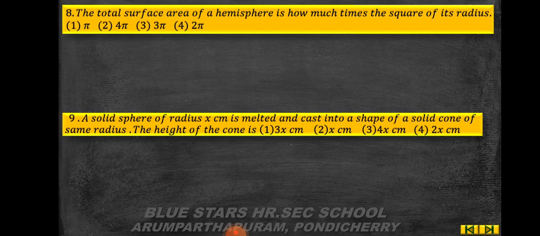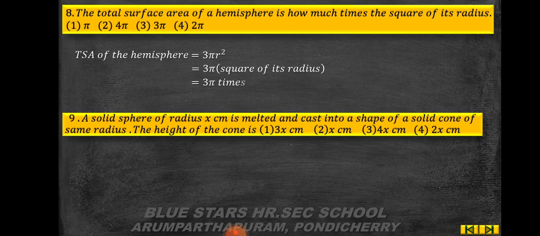Question number 8. The total surface area of a hemisphere is how many times the square of its radius? Option 1, pi. Option 2, 4 pi. Option 3, 3 pi. Option 4, 2 pi. The total surface area of the hemisphere is equal to 3 pi r square, which is equal to 3 pi times the square of its radius. Therefore, the correct option is option 3, 3 pi.